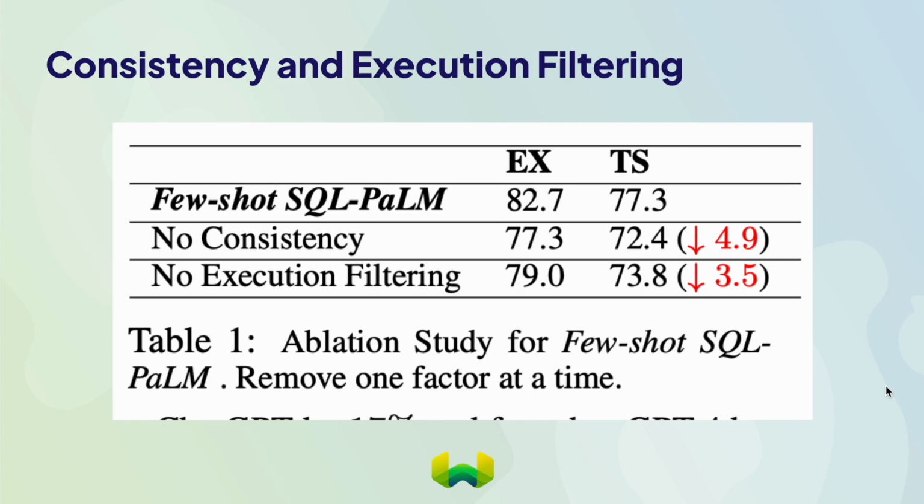So quickly before diving fully into the results, the authors do find a significant benefit by doing this consistency and execution filtering. You see, no consistency is down to 77, then the execution filtering 79, compared to up to 83 with the exact matching or the execution accuracy of the SQL queries.